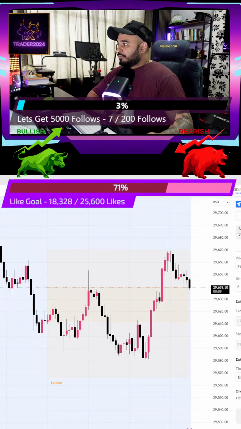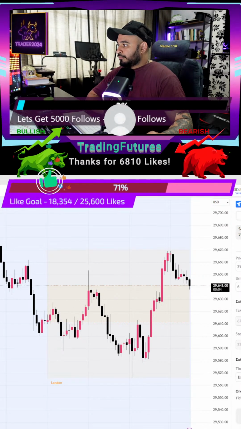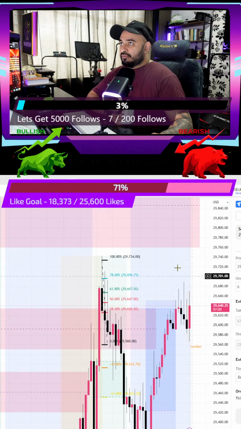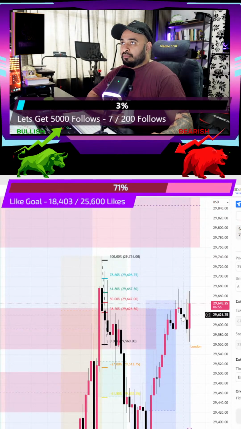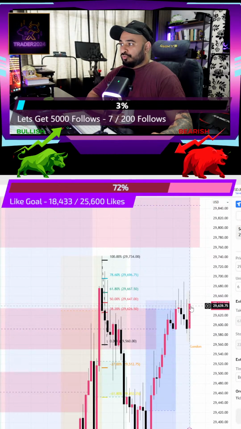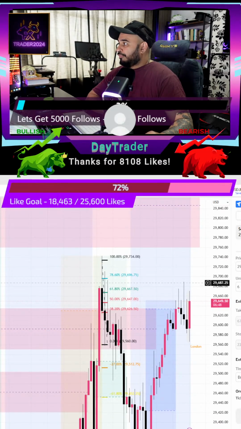Getting a lot of rejection from this area. Let's go onto the higher time frame. A lot of rejection from this area here. Price pushed down here, and it's pushed right back up. I want to see what happens when this closes, so I'll probably give it another 5 minutes or so.